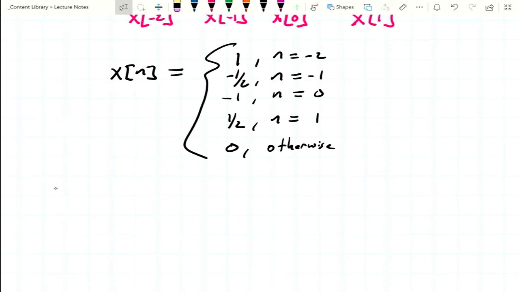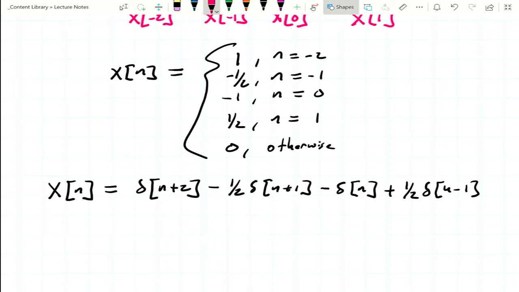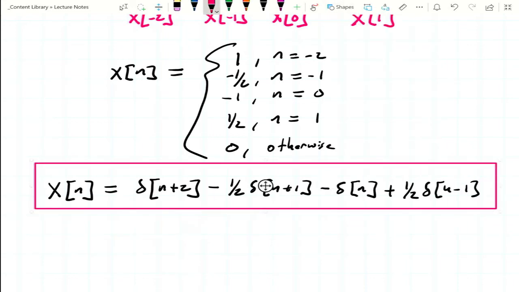So another way to write that would be x of n is equal to what? Delta n plus 2 minus 1/2 delta n plus 1 minus delta n plus 1/2 delta n minus 1. And there you go. So that way it's pretty easy.